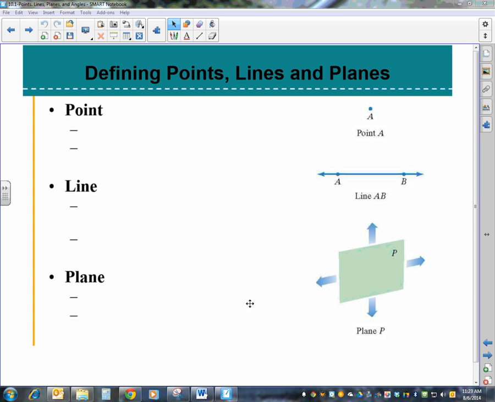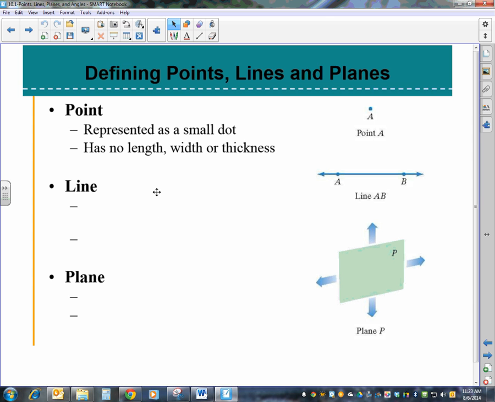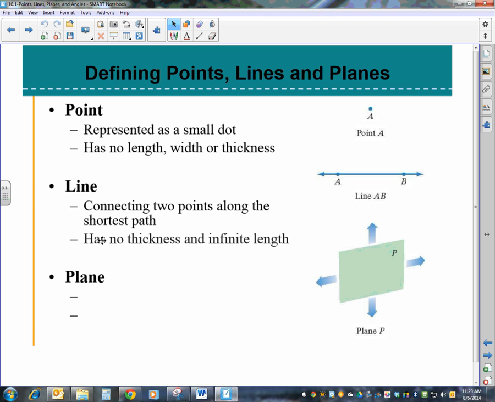So, to begin with, what is a point? A point is represented as a small dot and it has no length, width, or thickness. Okay, and it is denoted with the letter A. We have a line that connects 2 points along the shortest path, meaning it's not going to curve, it's always going to be straight. And it has no thickness and infinite length, goes on forever and ever. And if you remember from geometry, how many points are on a line? They're an infinite set of points. That's what that infinite length is.